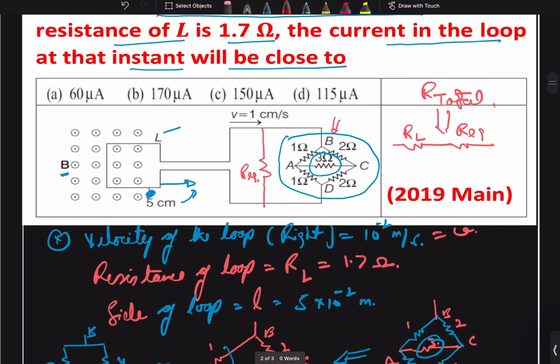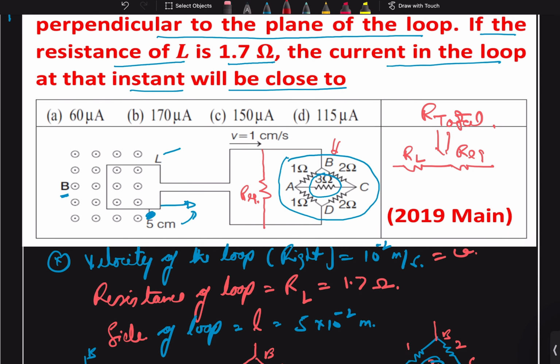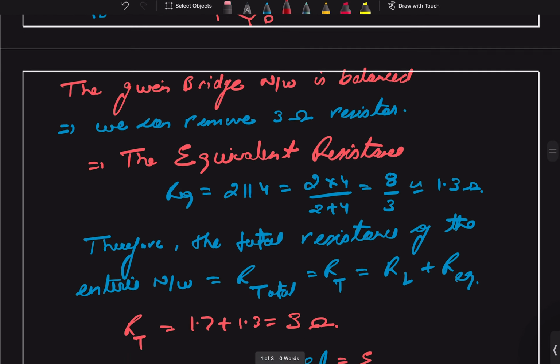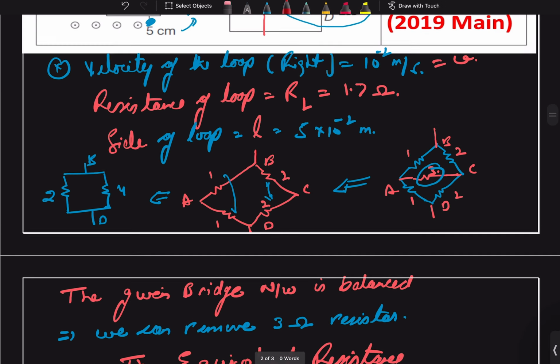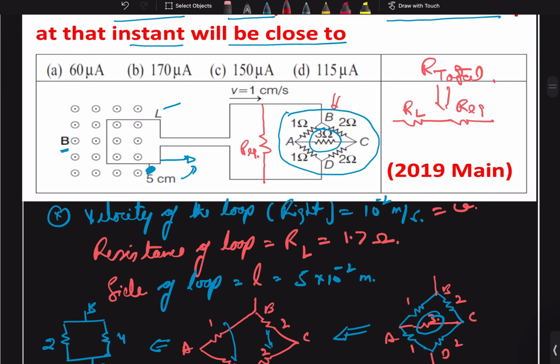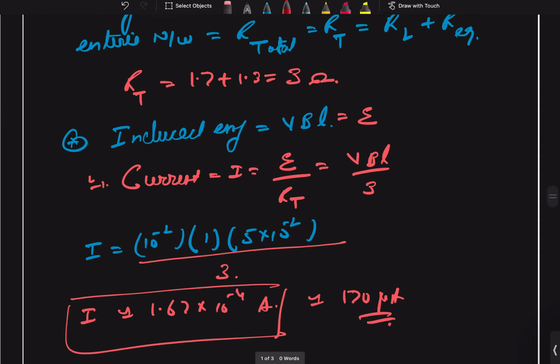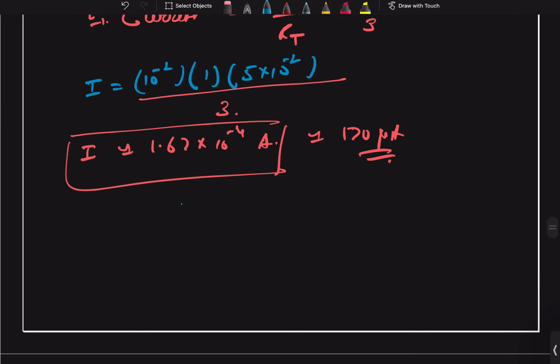So if we check the options that are given to us, it can be approximately 1.7 microampere. Okay, so let me convert it to microampere. So this can be approximately 170 microampere. So option number B is the correct option. Option B is correct. So this completes the question. Thank you.